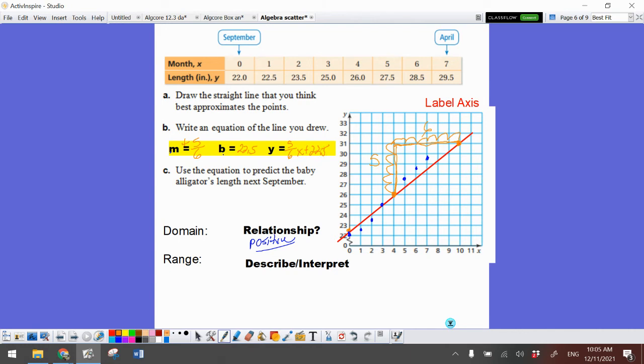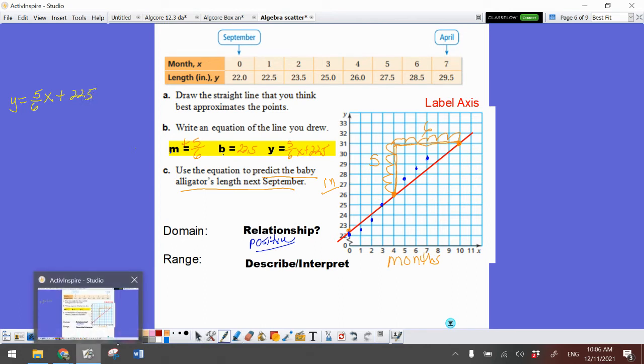Okay, plus 22.5. Now, we are actually trying to estimate or predict the baby alligator's length next September because we are comparing months to inches, how big the baby alligator is. Okay. So to do that, we're actually going to substitute. So we know that we have our equation y equals 5/6x plus 22.5. And I am going to substitute in whatever value next September is going to be.